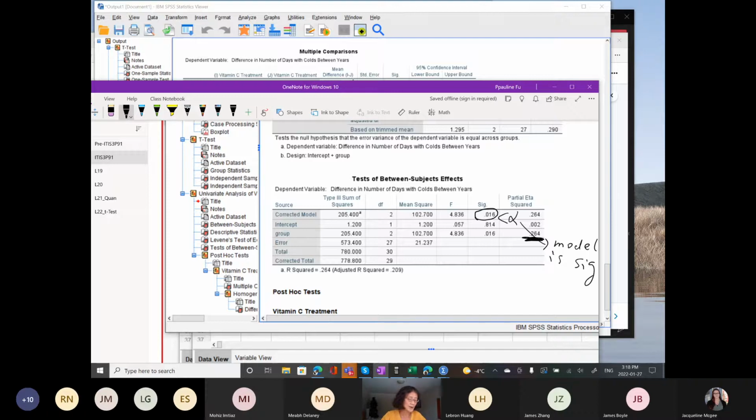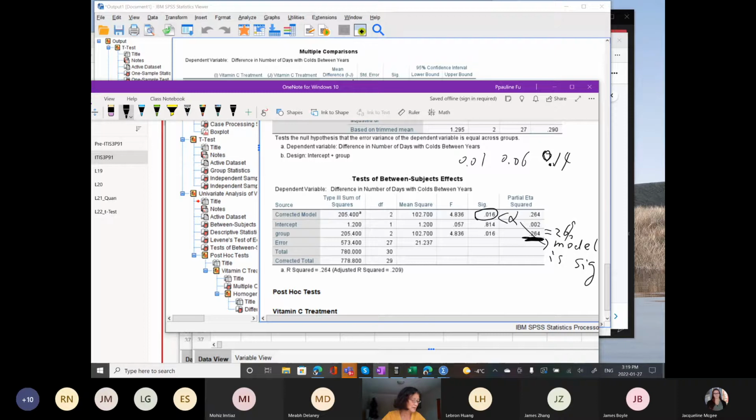What does the partial eta measure? Remember the partial eta, you have a small effect size 0.01, medium 0.06, large 0.14. And our eta squared value is 0.26. So it has a large effect size. If you translate this number to a percentage, it is roughly 26%.